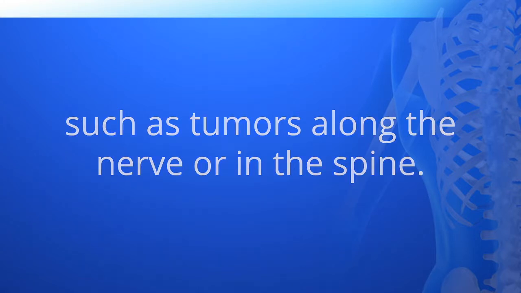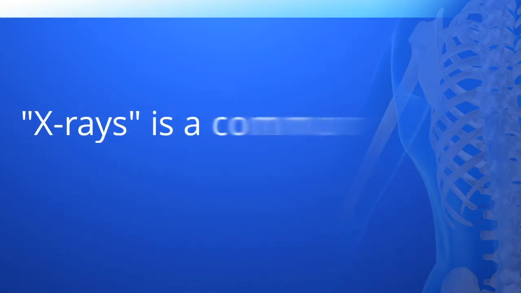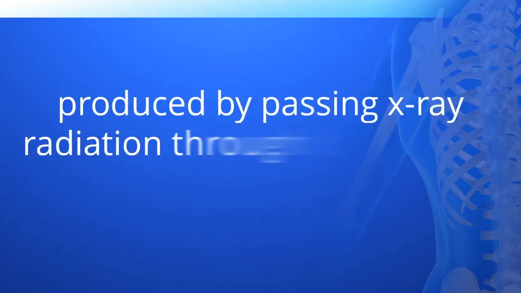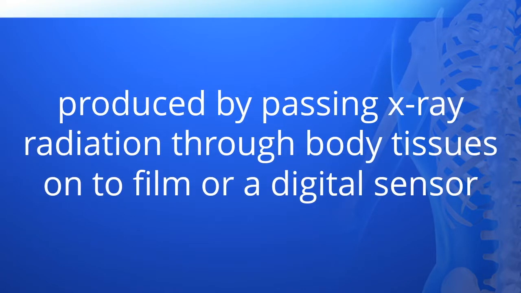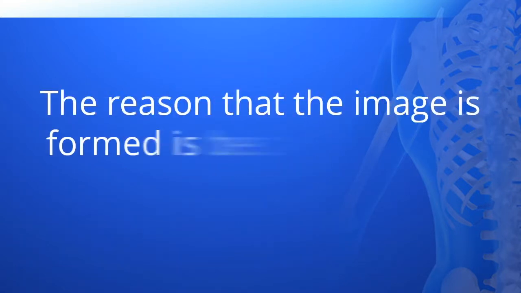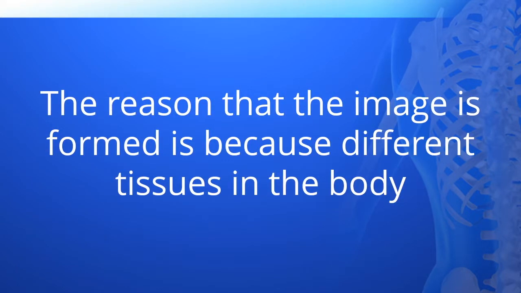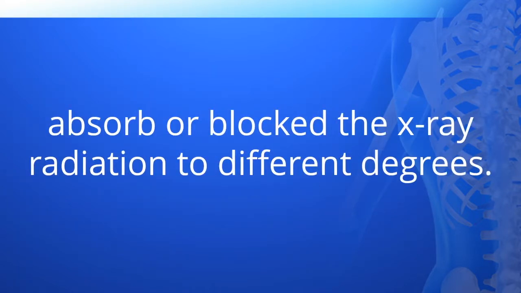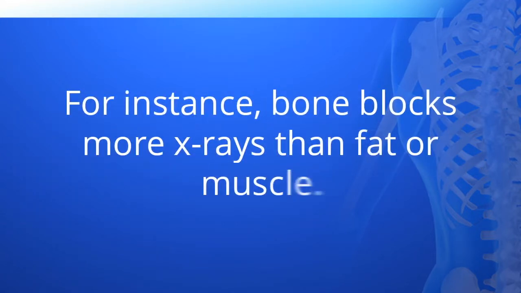X-rays. X-rays is a common name for radiographic images produced by passing X-ray radiation through body tissues onto film or a digital sensor that converts the pattern into an image. The reason that the image is formed is because different tissues in the body absorb or block the X-ray radiation to different degrees. For instance, bone blocks more X-rays than fat or muscle.